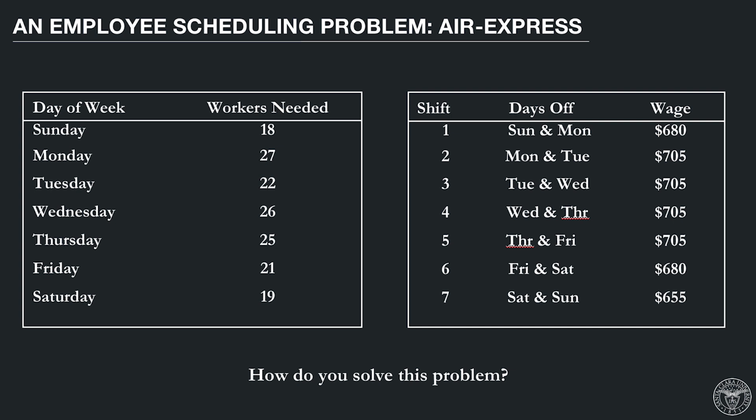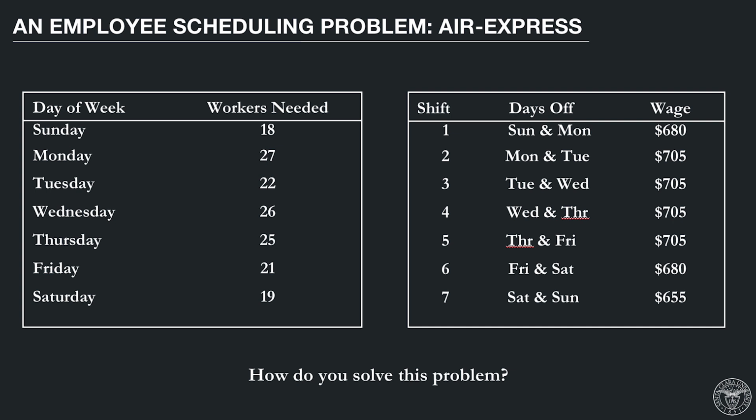Currently, we assume if those workers come in, they're going to work for 5 days continuously. For example, for shift 1, those employees will take a day off on Sunday and Monday. In other words, they're going to come in from Tuesday, Wednesday, until Saturday. The salary for shift 1 will be $680.